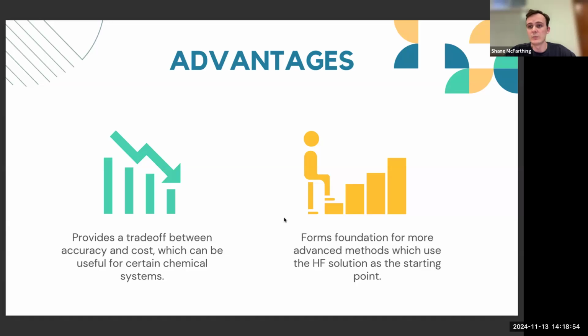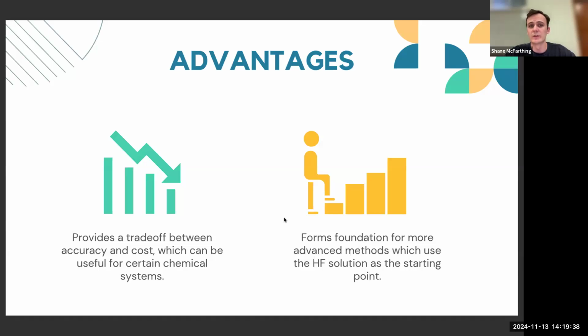So some advantages of this is that it provides us a trade-off between the accuracy and the cost. What we've done is we've taken the many-body system, the many-electron Schrödinger equation, and we've simplified it to simply be a system where we have a set of one-electron equations. And that greatly reduces the cost of the computation compared to the full configuration interaction method. But that also comes at a cost of the accuracy, because now we're neglecting the specific interactions between all the different electrons at the same time. So even though we've sacrificed that accuracy, the Hartree-Fock approximation can still provide useful answers for certain chemical systems, for example, those that have really weak correlation.